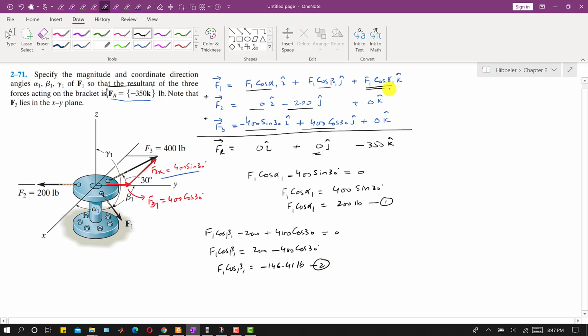Similarly, for the z components, F1 cos of gamma 1 plus 0 plus 0 is equal to minus 350 pounds. So this is our equation 3.